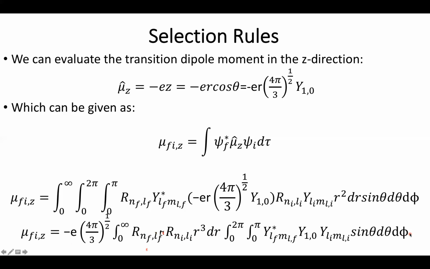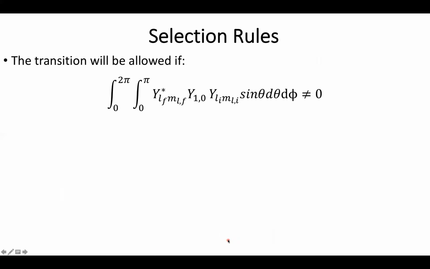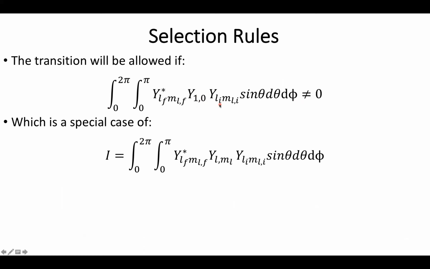It's our angular components. So let's take a little bit tighter look at my angular expression. My transition is going to be allowed if this whole integral doesn't equal zero. So what is this really? It's going to be the combination of three different spherical harmonics. And it turns out this is actually a pretty well-known expression. It's a special case of the integral of any three spherical harmonics.